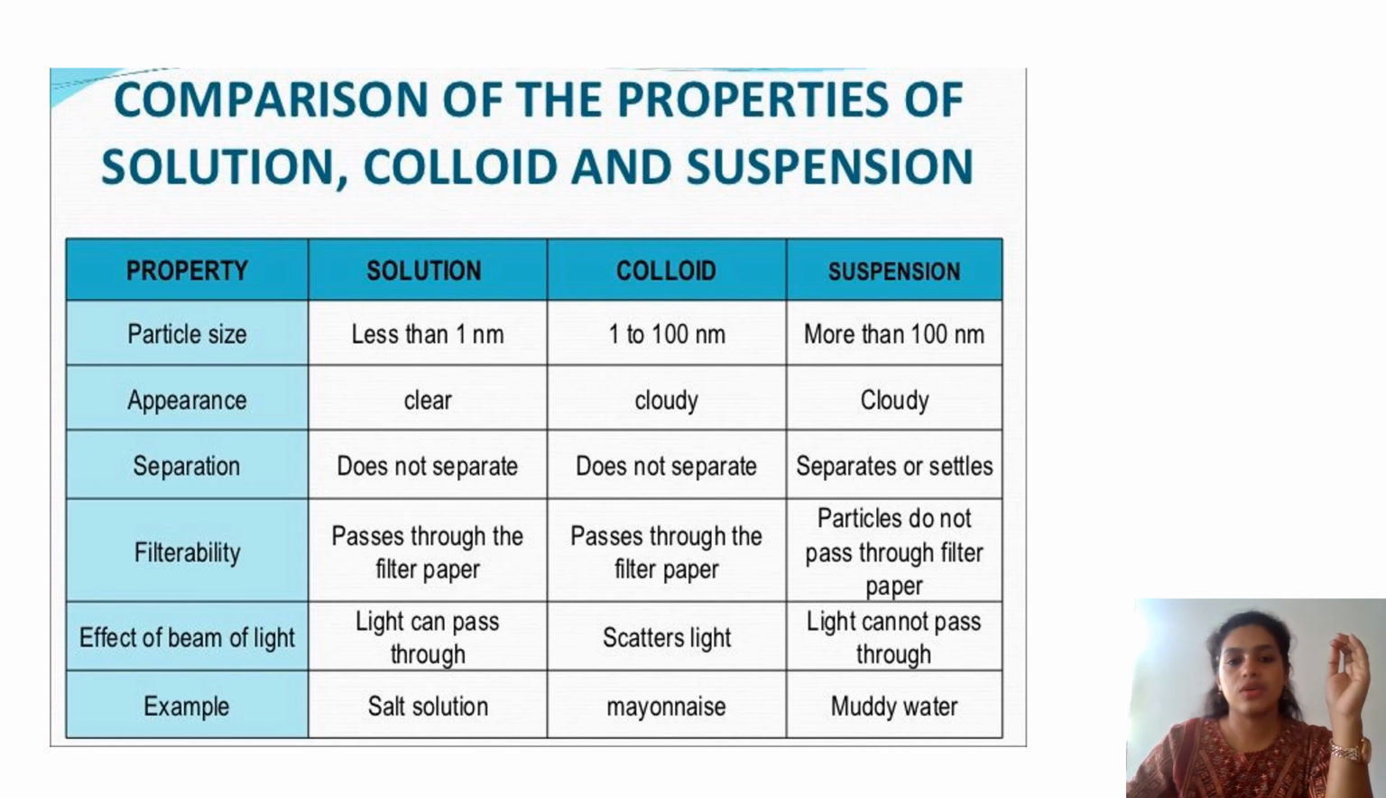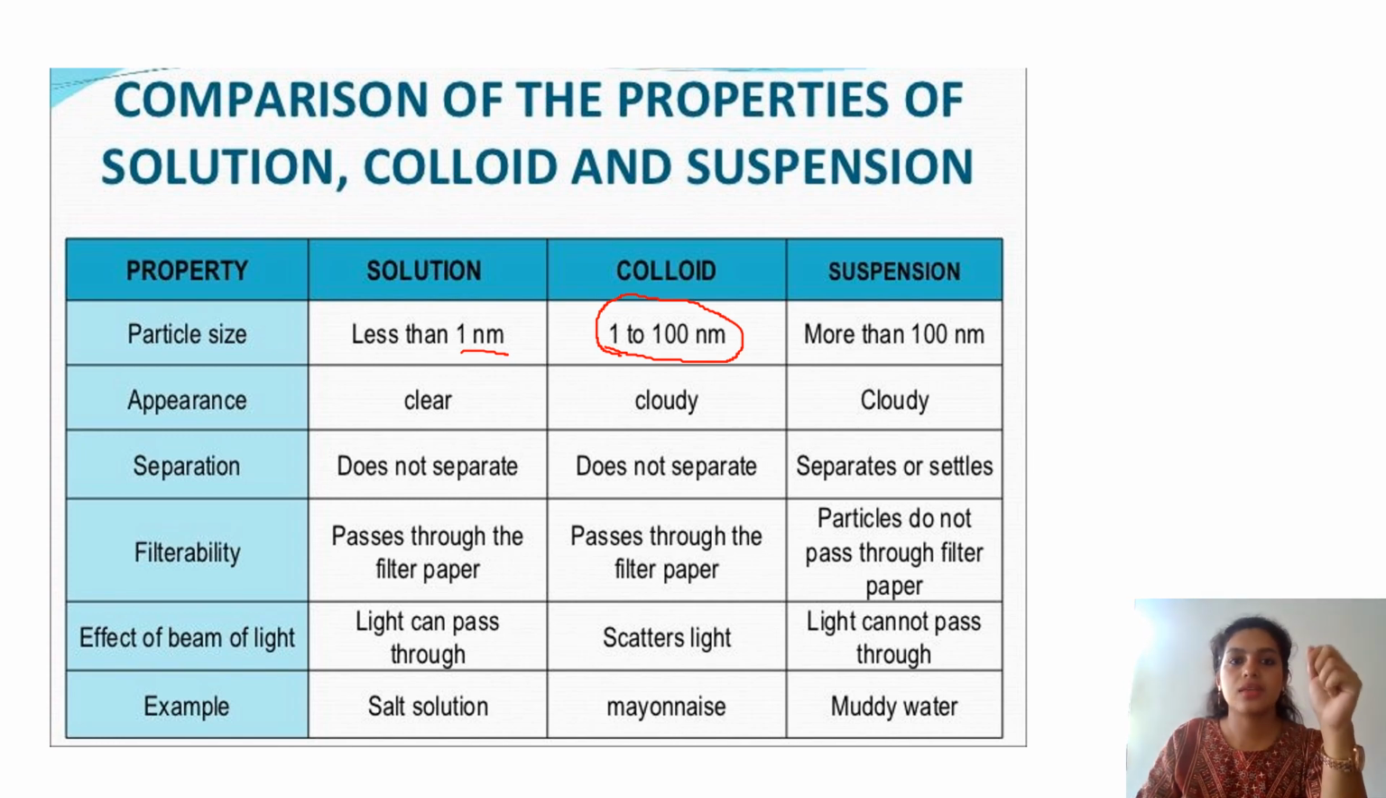Normally we take the particle size as the important parameter. For a true solution the particle size will be less than 1 nanometer. For a colloid it is 1 to 100 nanometers, and for a suspension or a precipitate it is more than 100 nanometers. And appearance: we know that salt water or sugar dissolved in water are clear, right? A colloidal system will be cloudy and a suspension will also be cloudy.